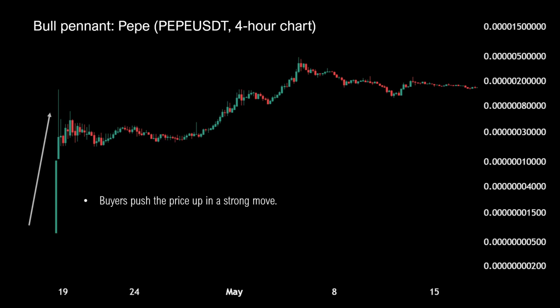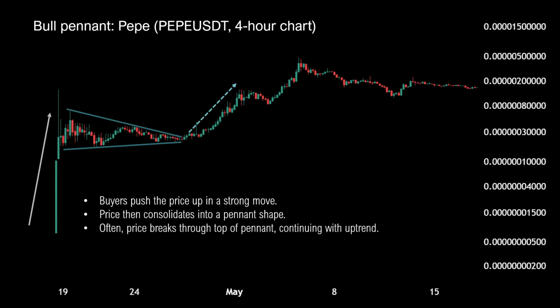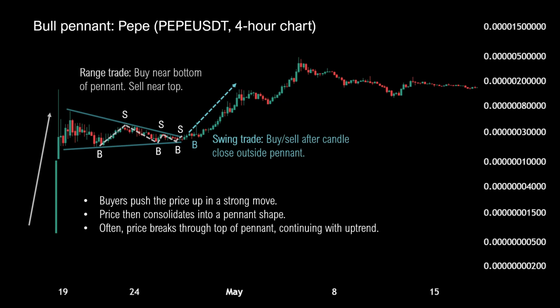After the price has had such a strong move, it then needs to cool off a bit. So it starts to consolidate into a pennant shape. Eventually, buy and sell pressure move into an equilibrium. And finally, the price breaks through the top of the pennant for the next leg higher. Range traders will range trade, and swing traders will swing trade.